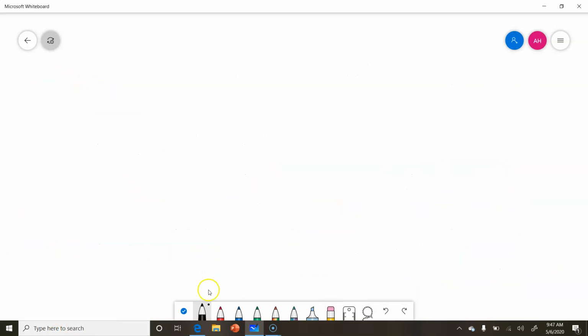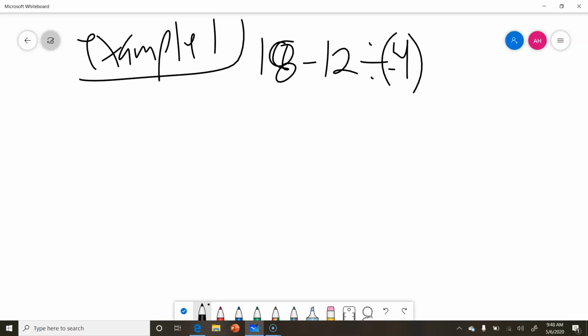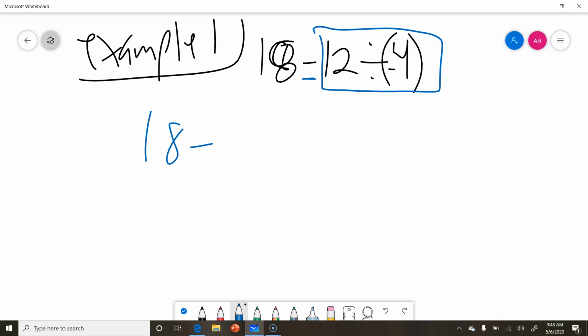What we'll do is some review. So example 1, I'm on that same page, 504. It says 18 minus 12 divided by negative 4. Now the key part here is you need to divide first, right? And it doesn't matter if you include this sign or not. The book doesn't, so let's just do this. So we have 18 minus 12 divided by negative 4. It's going to be a negative, right? Because a positive and a negative is a negative.